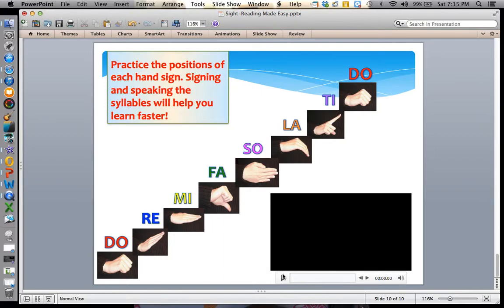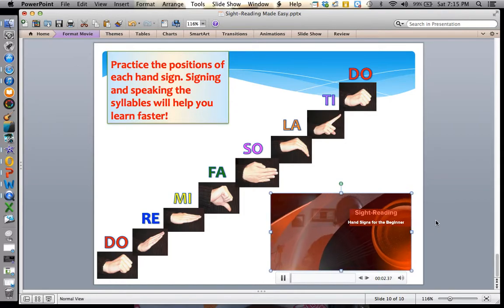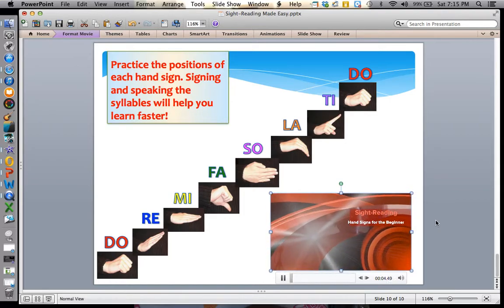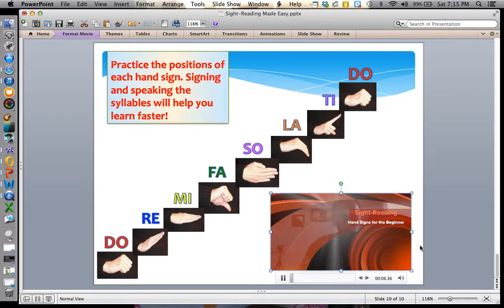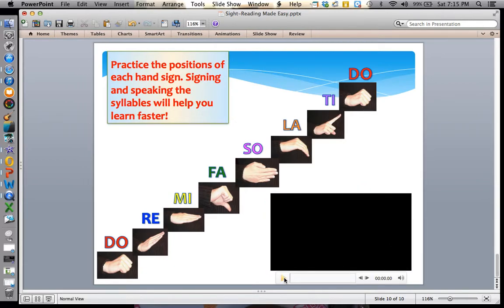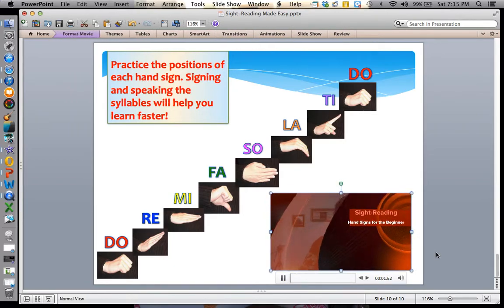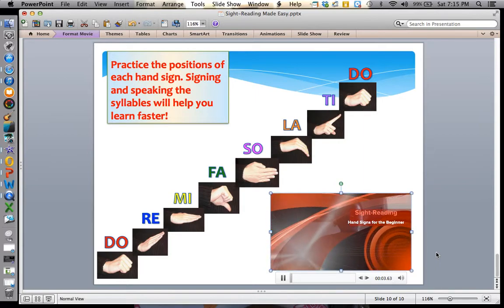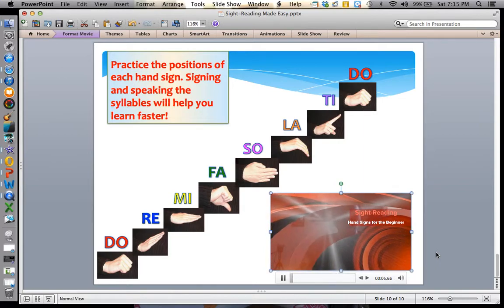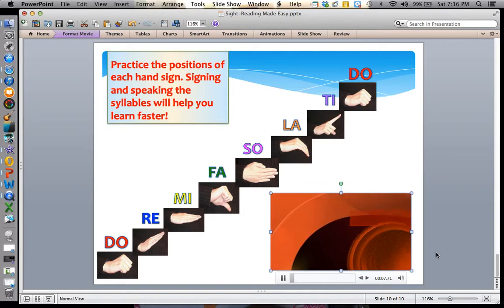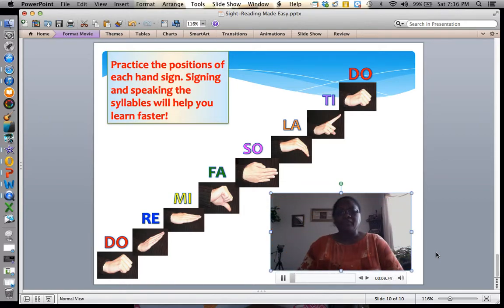Hi. And now that we're ready to begin to learn the Kodály hand signs, I'm going to show you step by step, very slowly, each hand sign. Follow along with me and I'll give you time to do the hand signs on your own.